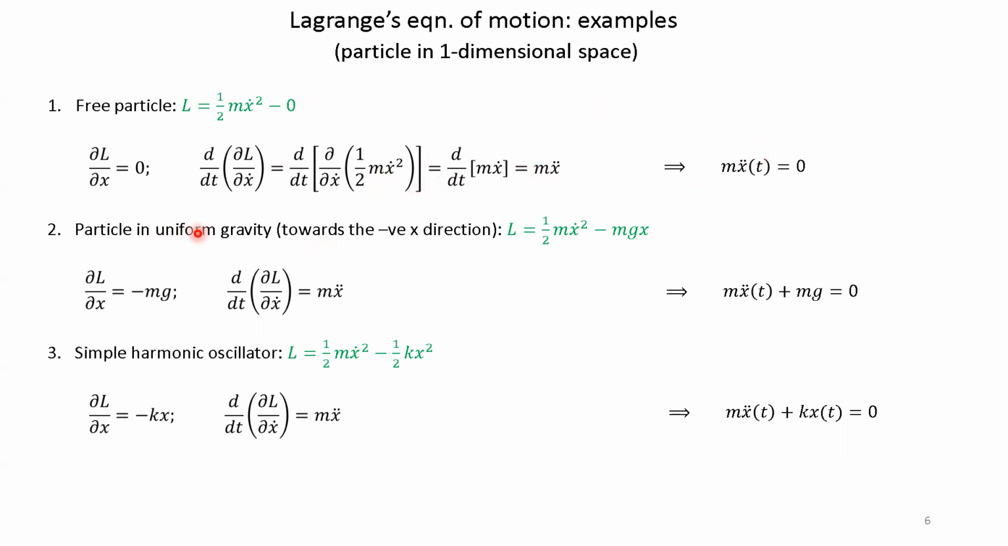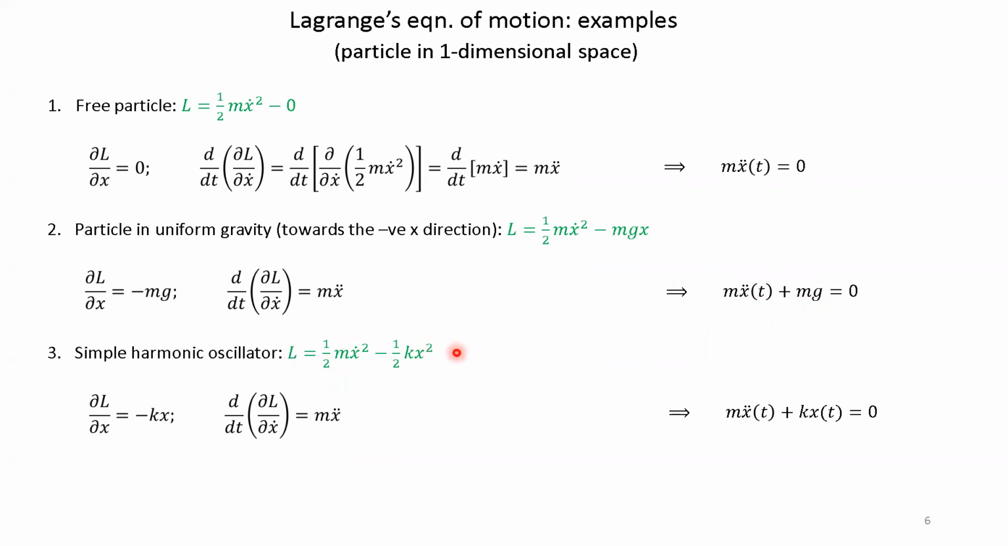And now this next one. Something that you have surely learned also is the particle in uniform gravity. So this time, the particle, again the kinetic energy is always just 1/2 m x dot squared, and this time the potential energy is this one. Then if you go ahead and do the derivatives, this time you'll find that the force is given by this mg.